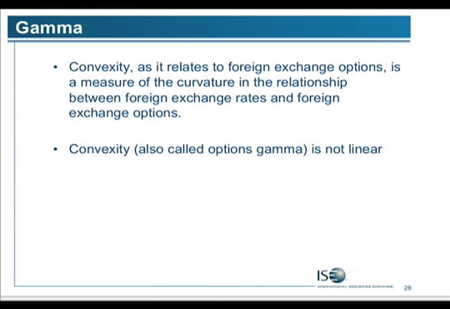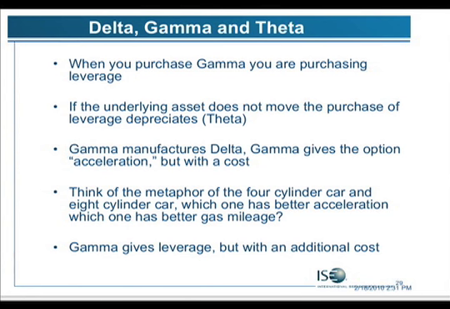What is gamma? Well, again, another way to look at it is convexity as it relates to FX options. Measure the curvature in the relationship between the FX exchange rates and the FX options. As I mentioned, this convexity is not linear. So when you're purchasing gamma, you're purchasing leverage, the potential for an option to change pretty quickly. If the underlying asset does not move, the purchase of the option, the purchase of leverage depreciates. That's called theta. That benefits the option seller.